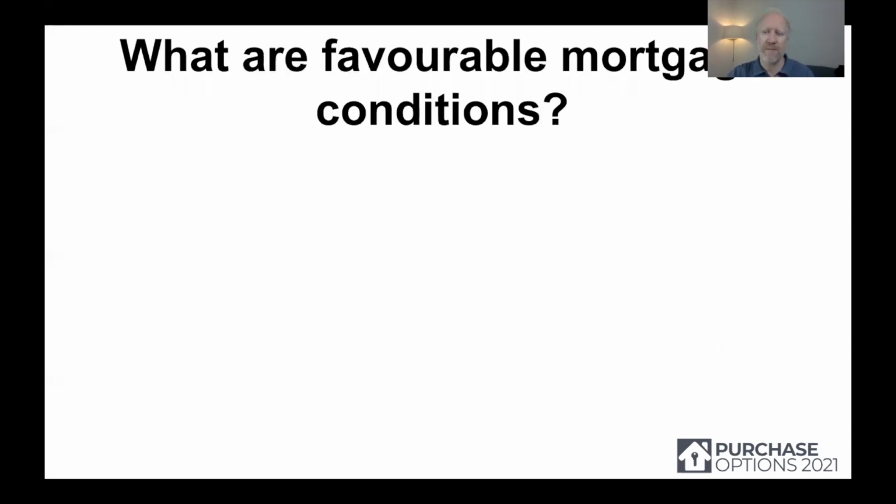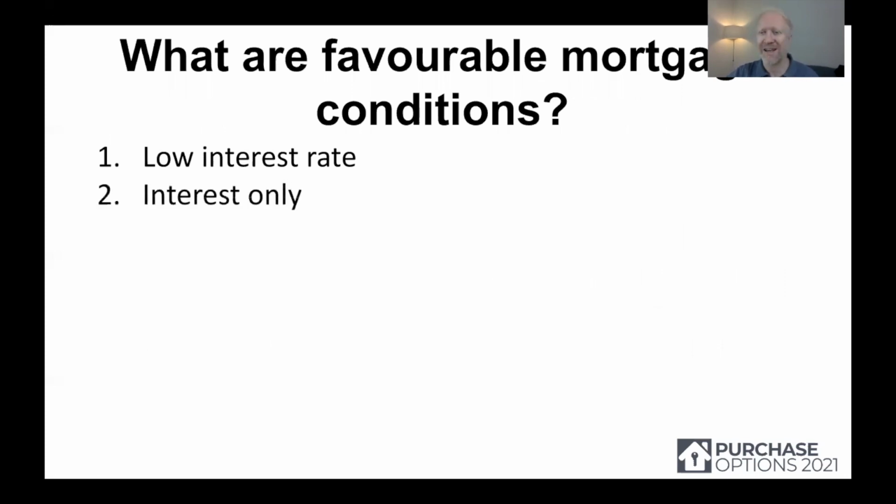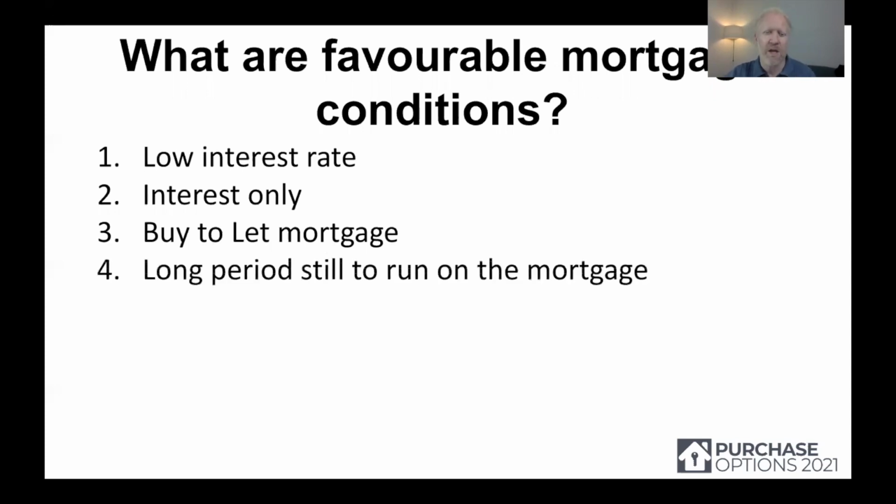So we want to make sure that, first of all, the person doesn't need the money. And secondly, they have favorable mortgage conditions. So what are these? Well, if there's a mortgage, we want a nice low interest rate. We want to get an interest-only mortgage. This means if we're paying the mortgage on behalf of the owner, it's going to be a nice low payment. Ideally, we want a buy-to-let mortgage because we've already got permission to rent the flat out.